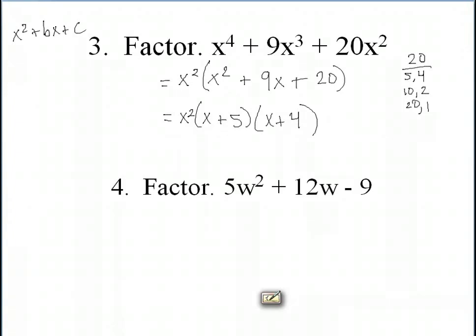We could check this once again by distributing, and we should get the same answer. The checking process is the same for every factorization problem. Just multiply it back through and see if you have the same problem.